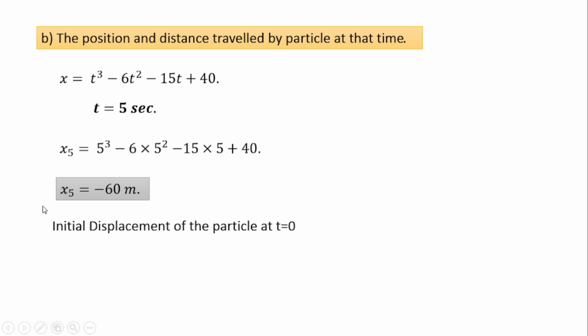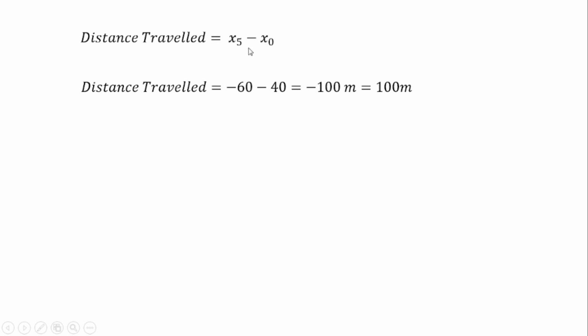Then the initial displacement of the particle at t is equal to 0. What is the initial displacement of the particle? It is x0 is equal to 0 cube minus 6 into 0 minus 15 into 0 plus 40. So 40 meter is the initial displacement. Now after calculating the initial displacement, what they have asked, the distance traveled by the particle at t is equal to 5 seconds, will be x5 minus initial displacement. So x5 value is minus 60 minus 40, so minus 100 meter. So distance is equal to 100 meter, minus only represents the direction of travel. So the distance traveled at velocity 0 will be 100 meter.